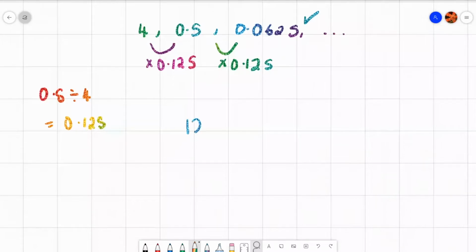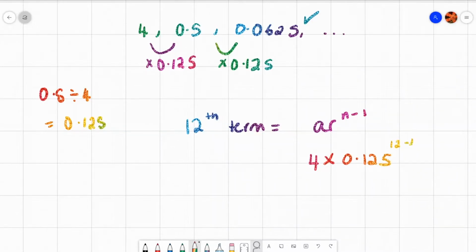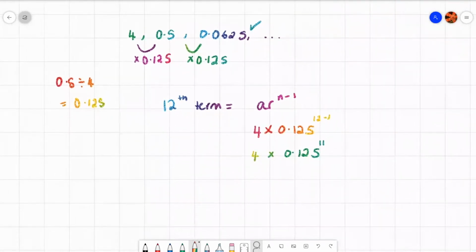Well, I want to know what the 12th term might be. So my formula is ar^(n-1). My first term is 4. My common ratio is 0.125. I want the 12th term, so 12 take away 1. So 4 times 0.125 to the power of 11. Oh, okay, so this gives me a decimal answer in standard form. It gives me 4.657 times 10 to the power of minus 10, and I'll round it to three decimal places on my calculator, otherwise the numbers go on forever.